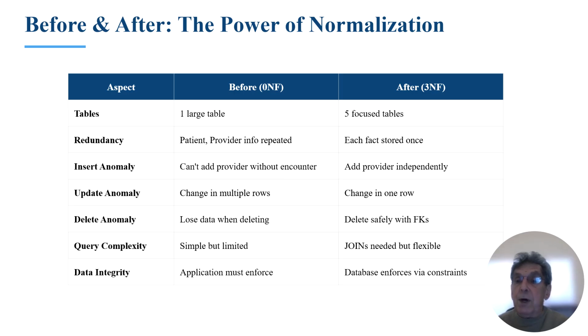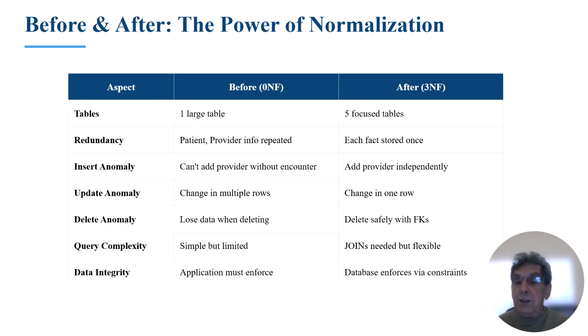Before, we can't add a provider without creating an encounter. After, we can add providers independently to the providers table. Before, changing a phone number means updating multiple rows. After, one row to update in the patients table. Before, deleting an encounter might lose provider information. After, we have safe deletion. Foreign key relationships prevent orphans.